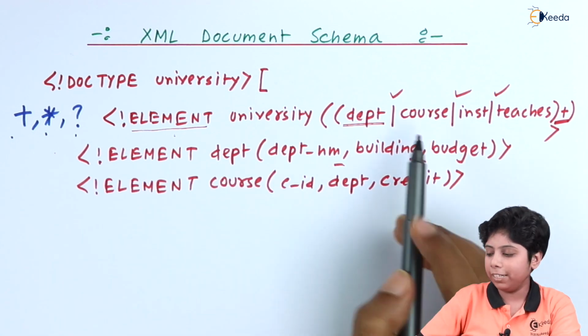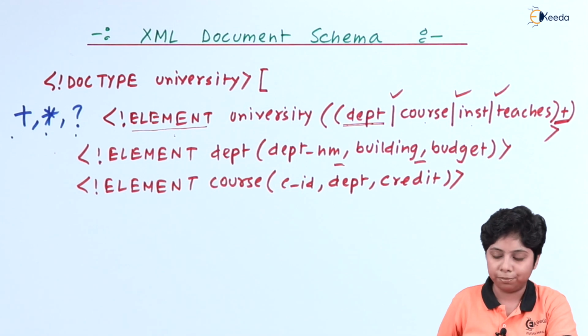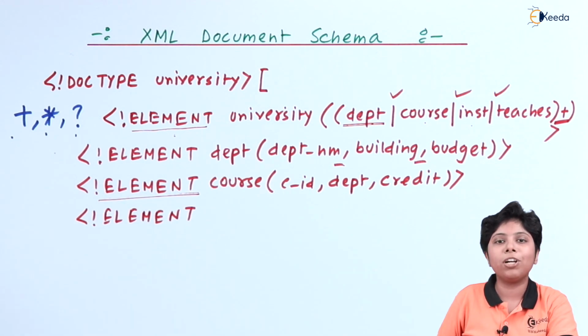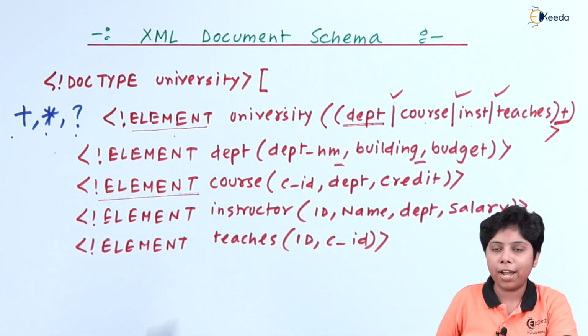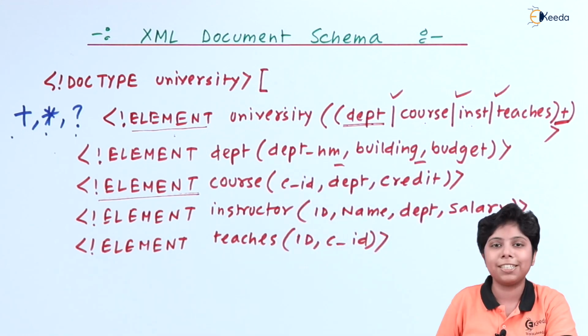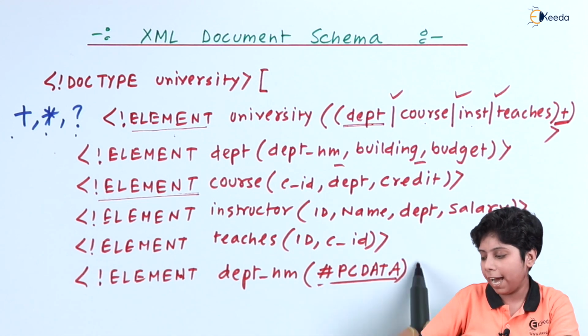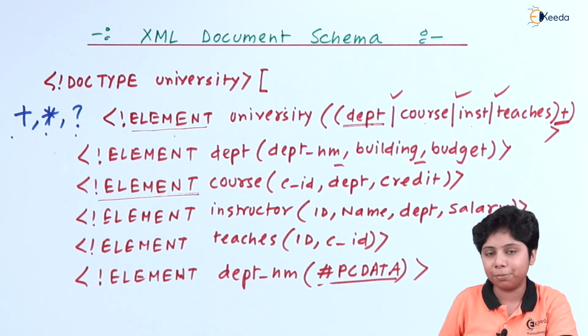So we will first define the definition of department, course, instructor, and teaches relation. Each relation here will be considered as an element because DTD supports only elements at the lower level. Now that we have defined each of the relations, we need to define each of the attributes inside a relation too. When we are using the keyword PCDATA, we are mentioning that we have a text or normal text in the department name.